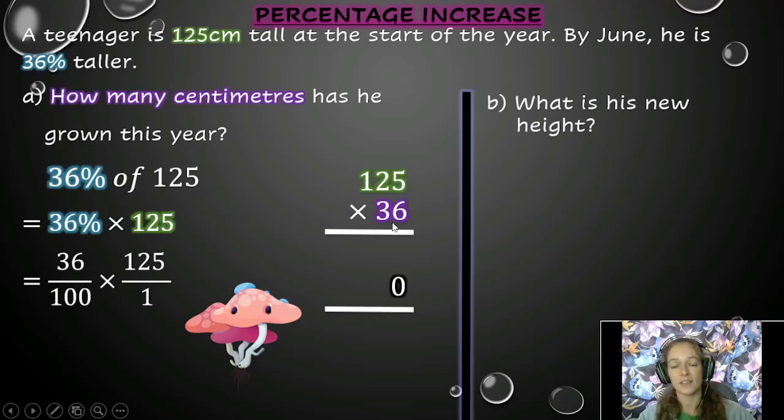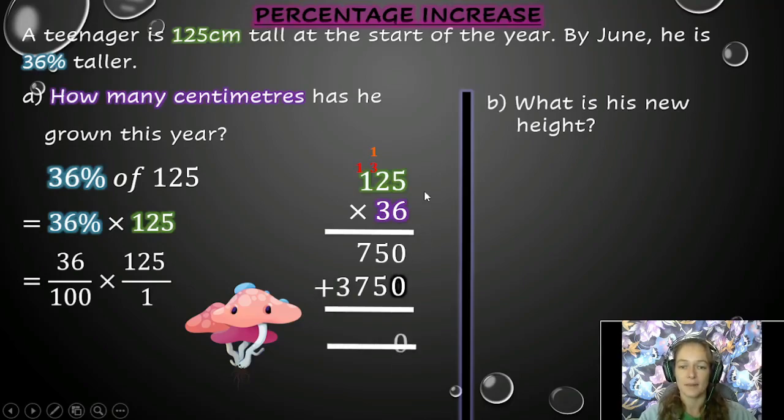5 times 6 is 30, so we put down the 0 and we carry the 3. 2 times 6 is 12, plus 3 is 15, so we put down the 5 and we carry the 1. 1 times 6 is 6, add the 1 is 7. Now we're going to be multiplying by the 3. The 0 is already in place because it's not in fact 3 but 30, so we need that 0 there to add our power of 10. 5 times 3 is 15, put a 5 down, carry the 1. 2 times 3 is 6, plus 1 is 7, and 1 times 3 is obviously 3.